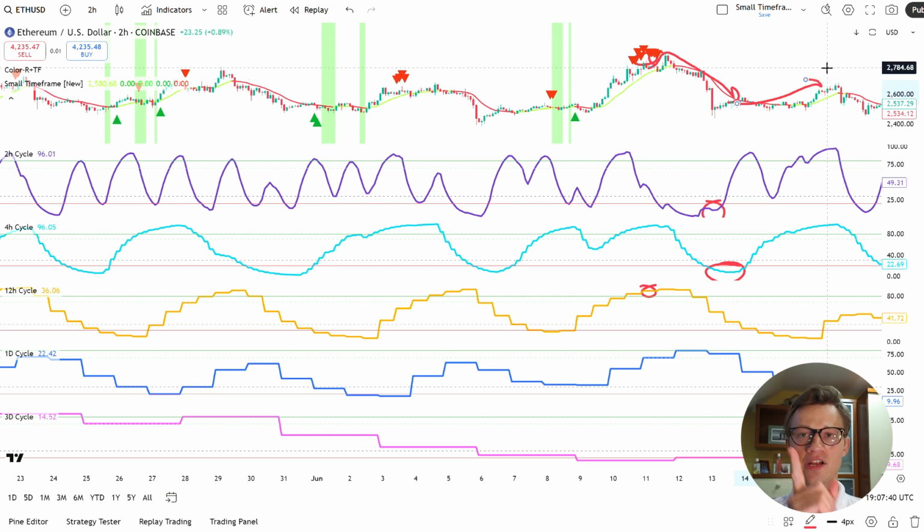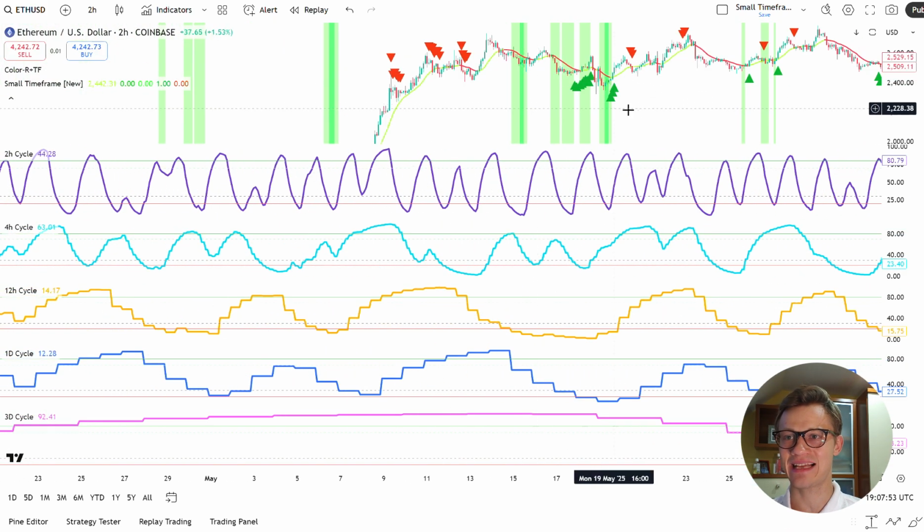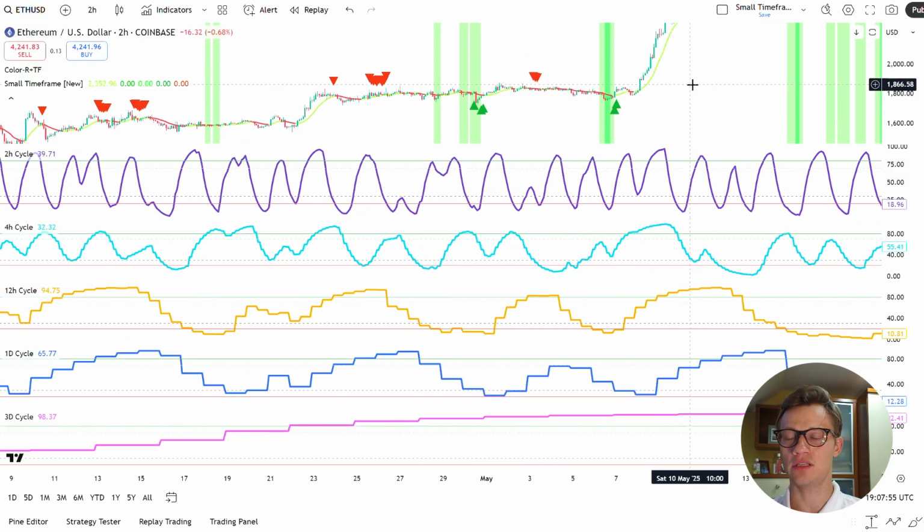We never know how much we're going to pump, but we don't have to know. We simply know the timings. And using the timings, we know when to close and when to open our short and long positions. And if I go more into the past, you can see exactly the same pattern unfolding multiple times.